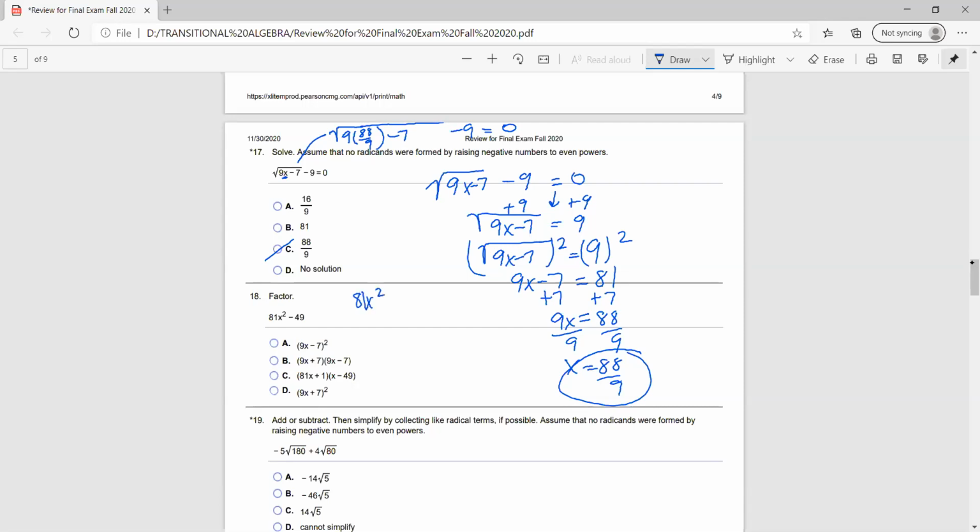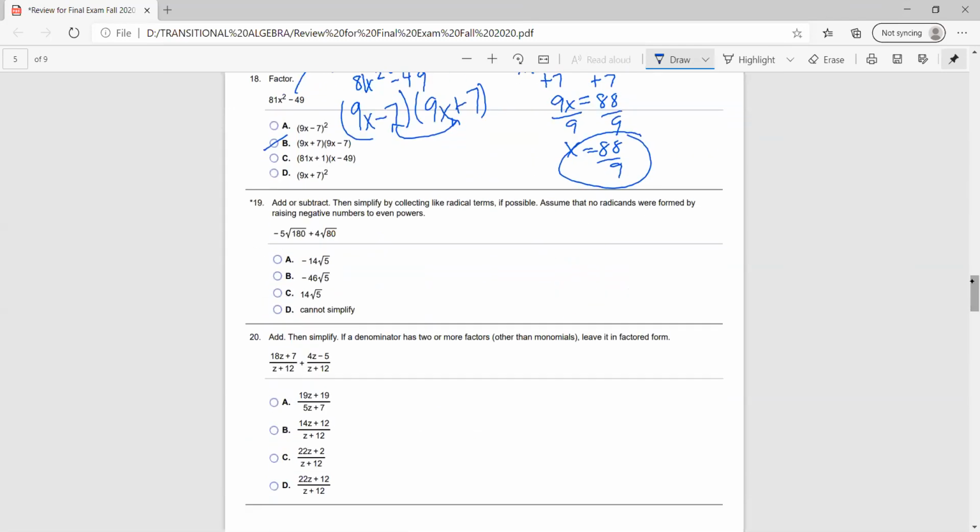81x squared minus 49, it wants us to factor this. This is the difference of squares. So this is actually really easy to factor. The square root of 81 is 9, and the square root of 49 is 7. So it's going to be 9x minus 7, and then the other one's going to be 9x plus 7. Because this is the difference, which means minus, of perfect squares, you can do this problem like that. So number 18, the correct answer is B. And you can see they've got it in reverse order, but it doesn't matter. It's the same thing.